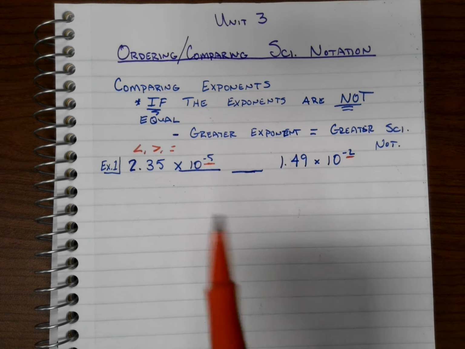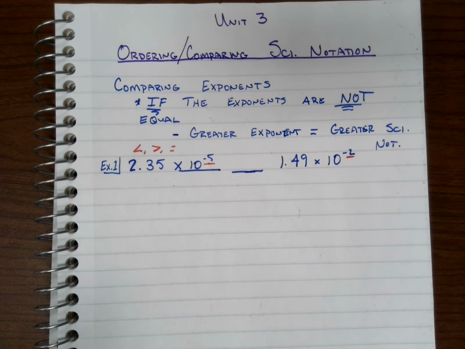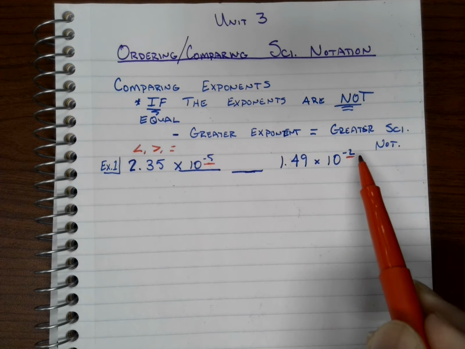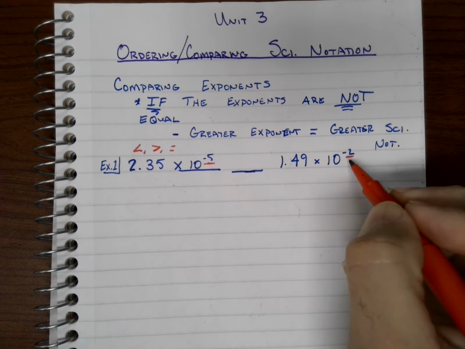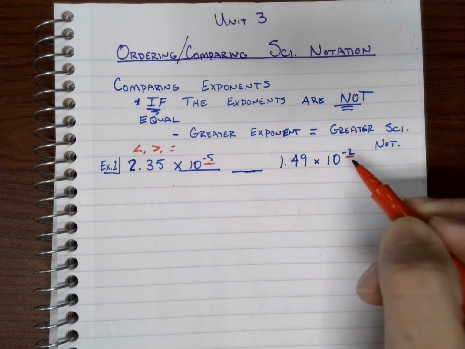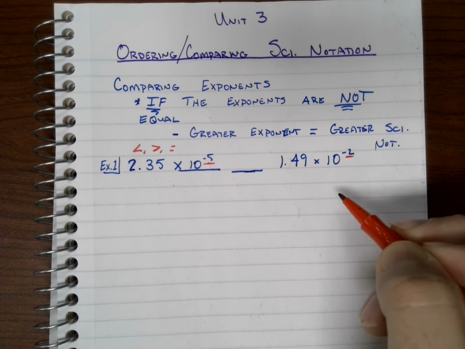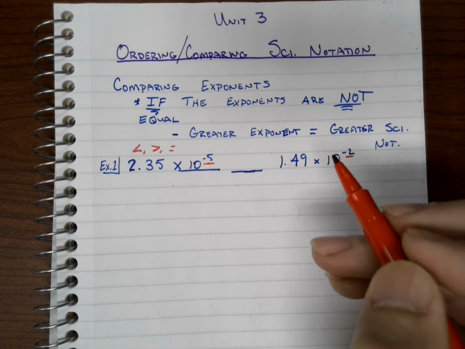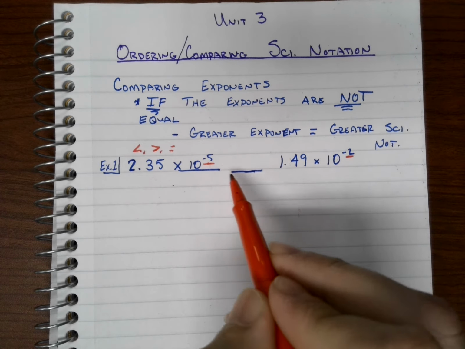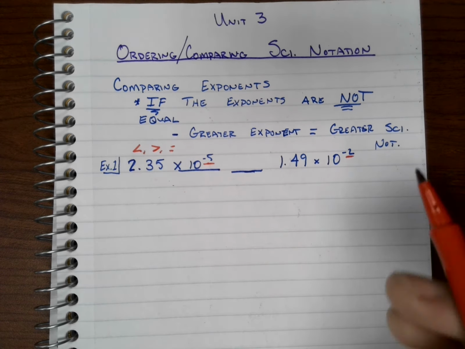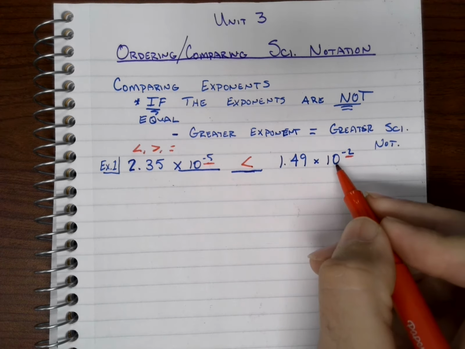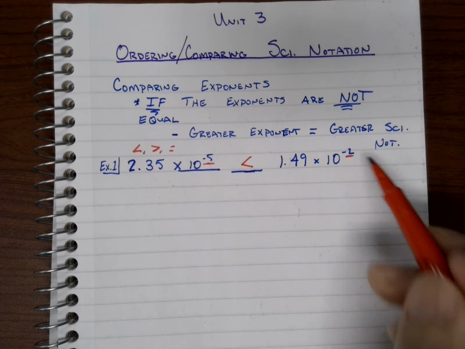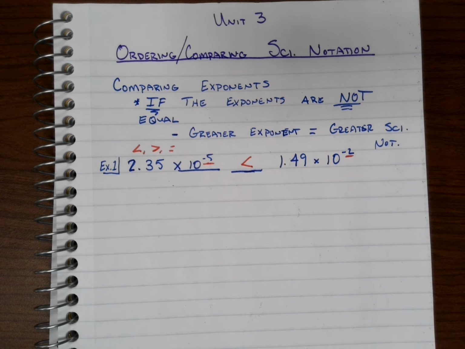Look at your exponents. Which one of those exponents is larger? You don't have to expand these out and create the number and then determine. We can just look at the exponents. On a number line, negative 2 is greater than negative 5 because it is closer to 0 on the negative side, which means this one has the greater exponent, so it's the greatest number. If you don't know which sign goes here, remember your alligator. Your alligator eats the biggest number. So my alligator wants to eat this number because it's larger, so we'll use our less than sign. Greater exponent means it's the greater scientific notation.